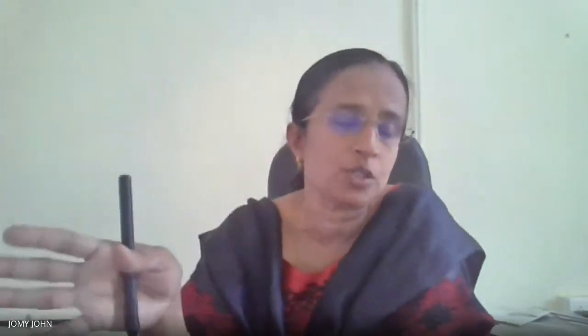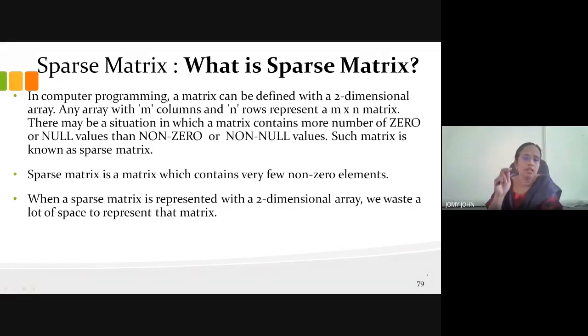Is it clear? Suppose you have a matrix with 3 columns and 4 rows, so altogether you have 12 values. If 10 of them are null, we can say that it is a sparse matrix. But if 4 of them are null, we are not saying that it is a sparse matrix because there are more significant values. A sparse matrix is a matrix which contains very few non-zero elements. When a sparse matrix is represented by a 2D array, we waste a lot of space to represent that matrix. Is that clear?